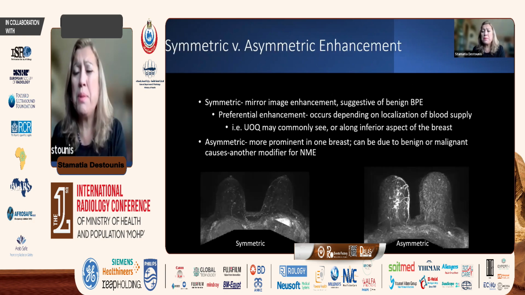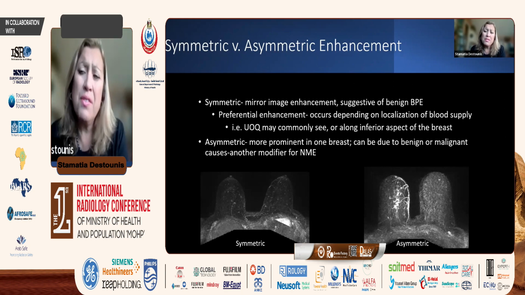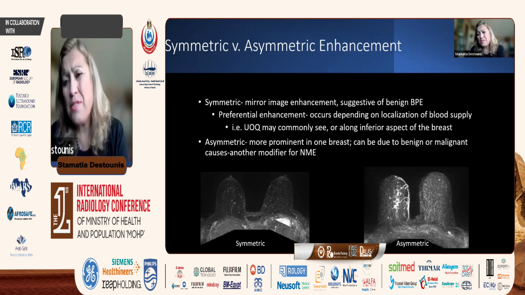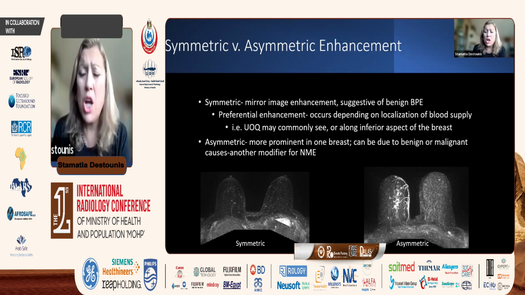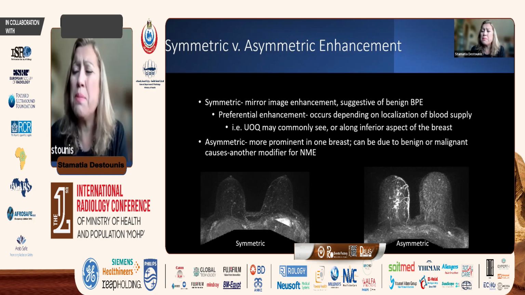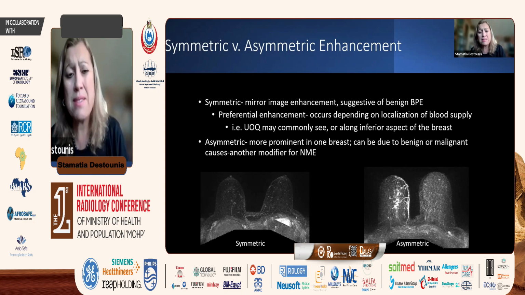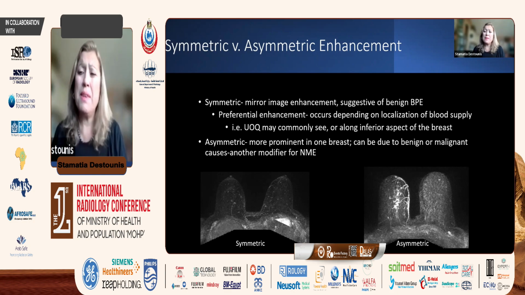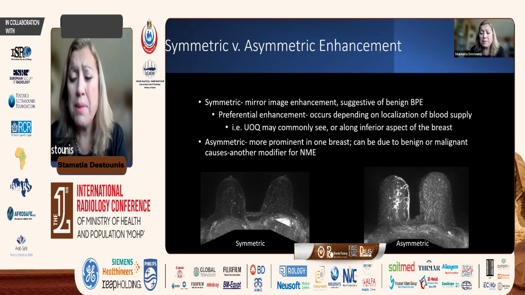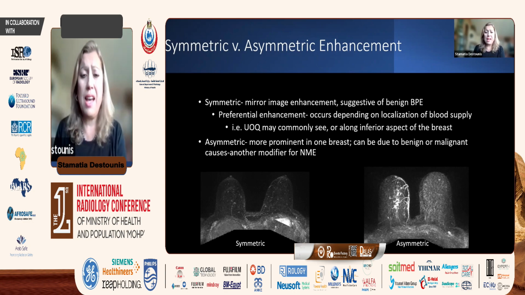So the enhancement may be symmetric or asymmetric. We're looking at mirror image enhancement. If it's symmetric, then usually that's suggestive of something we don't have to worry about, something benign. There may be preferential enhancement in the outer part of the breast, upper outer quadrant, or where the blood will pool or localize along the inferior aspect of the breast. If you have asymmetric enhancement, that could be benign or malignant. We're looking at the marked asymmetry in the right set of images, and that's another modifier for non-mass enhancement, so we have to add that.